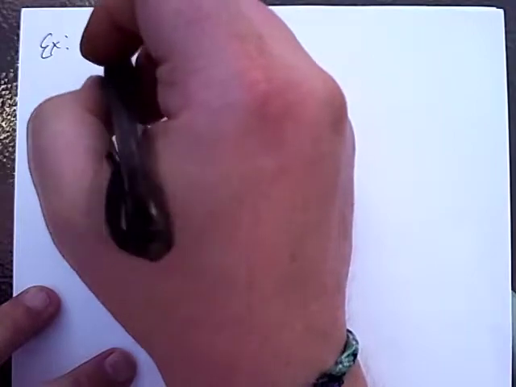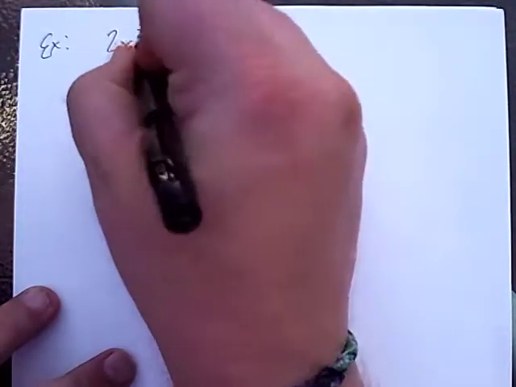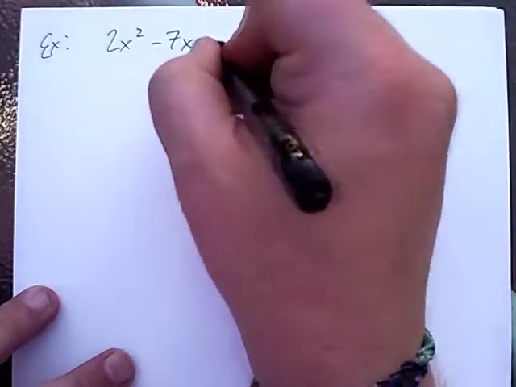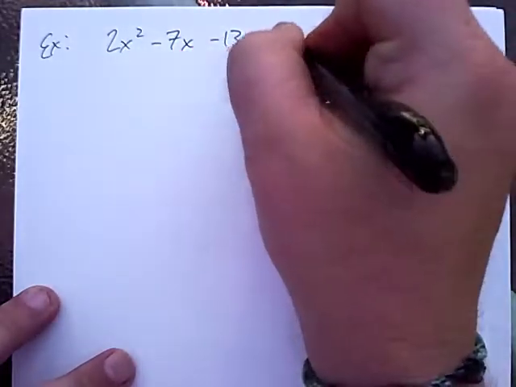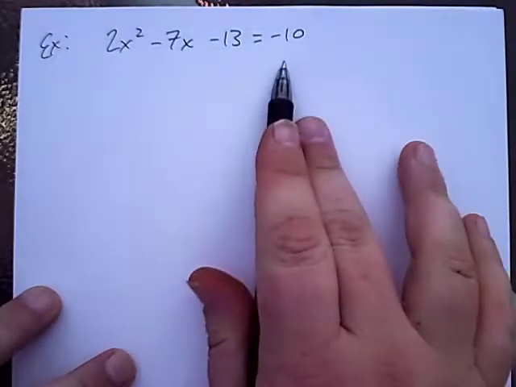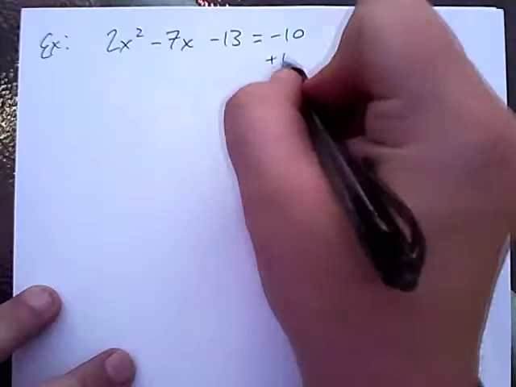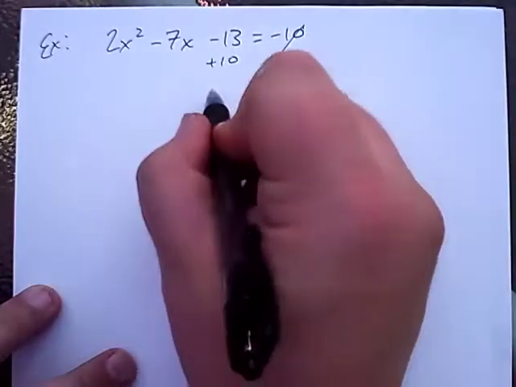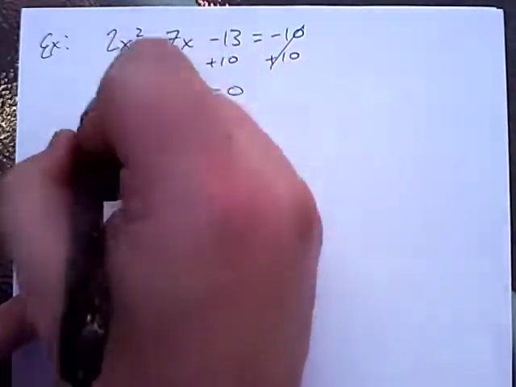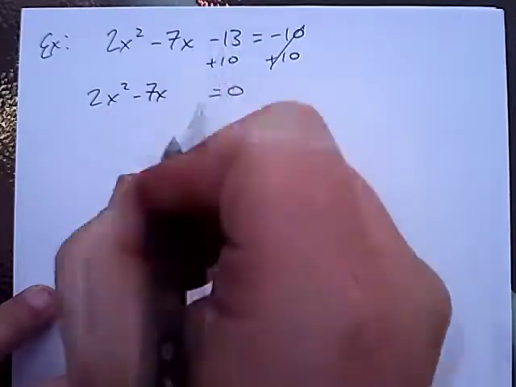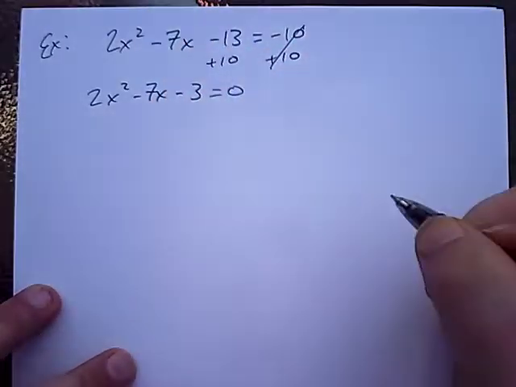All right, so in another example, we have 2x squared minus 7x minus 13 equals negative 10. Well, it's not set equal to 0, so I have to get it set equal to 0 first. So I'm going to start by adding 10 to both sides. Now that's going to go away, and the whole thing will be set equal to 0. I get 2x squared minus 7x. Negative 13 plus 10 is negative 3.